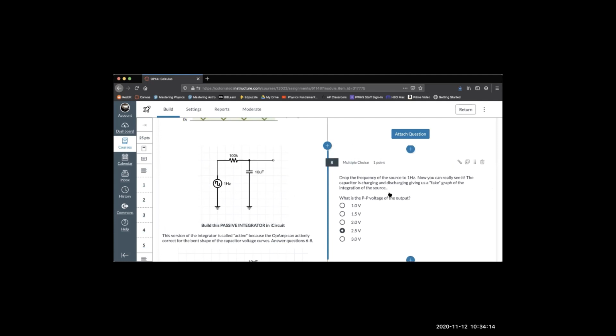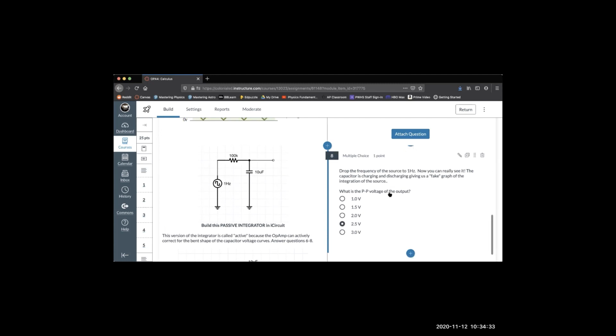Number 8, drop the frequency of the source to 1 hertz. Now you can really see it. The capacitor is charging and discharging, giving a fake graph of the integration. Not a perfect sawtooth, but a crazy, rising, falling, exponential garbage festival. And if you do that and do the peak to peak of the output, you'll find that it's 2.5 volts.